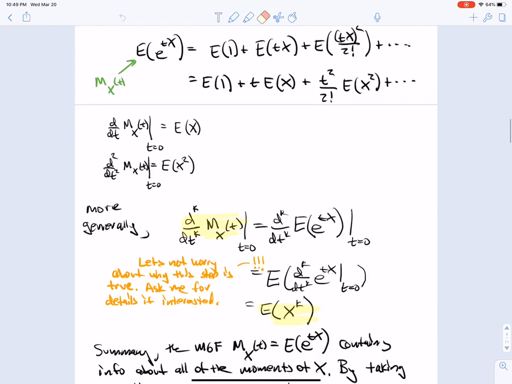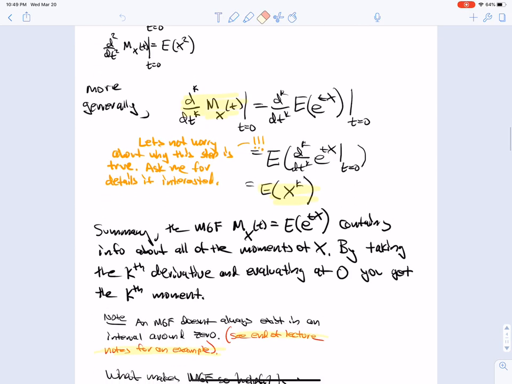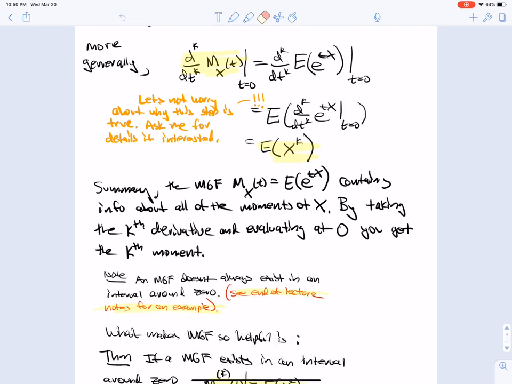And then you'll get the kth moment. So in summary, the MGF contains info about all the moments. By taking the kth derivative and evaluating at 0, you get the kth moment. However, note that an MGF doesn't always exist in an interval around 0, and I provide an example of such a case at the end of these lecture notes.